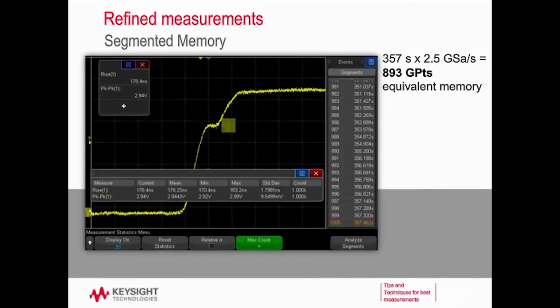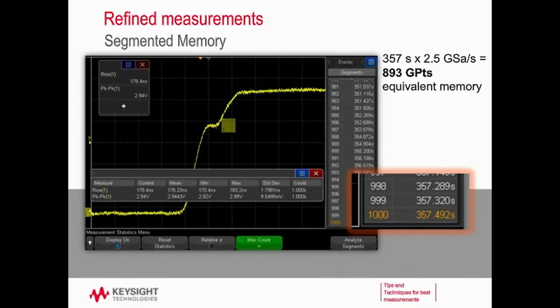Let's look at this glitch we saw on our 3 megabit per second data bus on our system. You can see here that I've captured 1,000 segments of this glitch. I've captured 1,000 instances of this glitch, and it took me about 357 seconds to capture 1,000 times. So this glitch happened 1,000 times in about 357 seconds, and we used segmented memory.